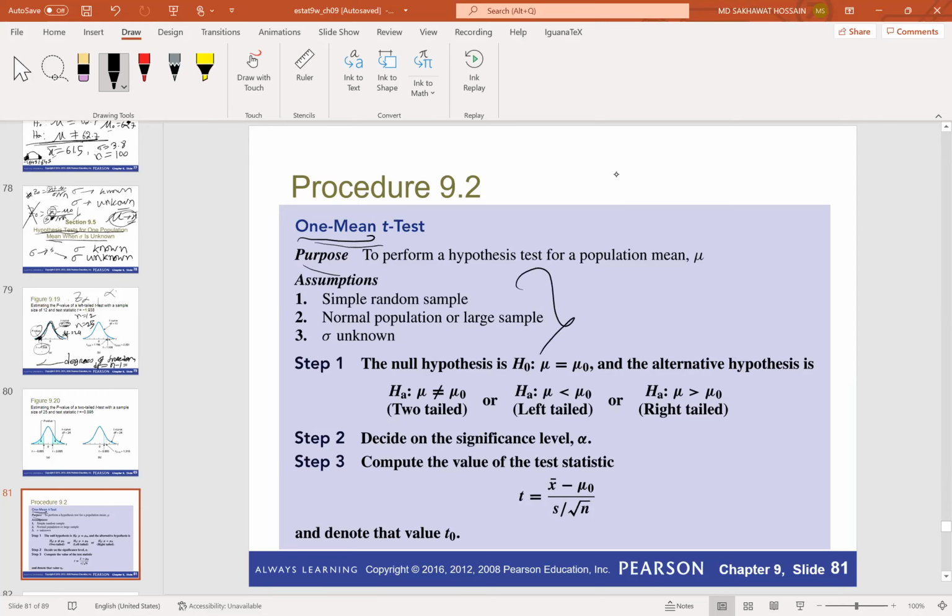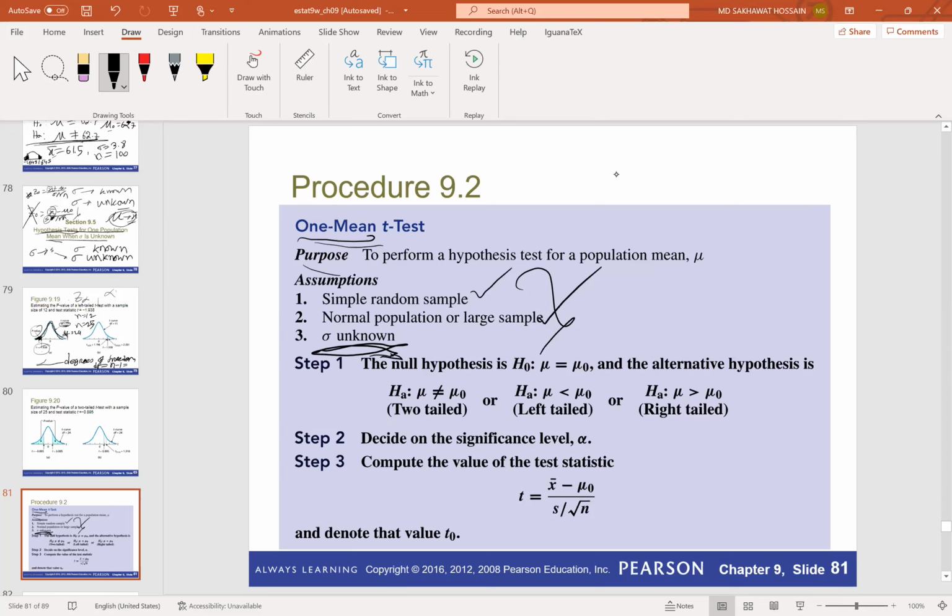For the z-test, we had three assumptions, and similarly for the t-test we have three assumptions. The first one is exactly the same: simple random sample. The second one is normal population or large sample, the same assumption as in the previous case. The only difference is that here sigma is unknown, while in the z-test sigma was known. That is the only difference.